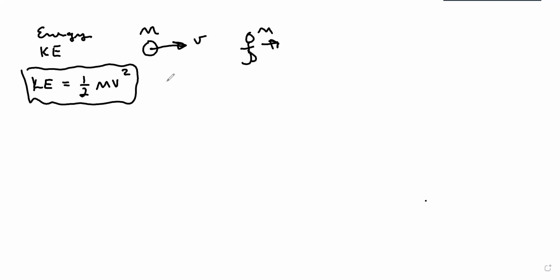Let's say we have an example. Let's do an example here. Let's say we have an electron. So this is a little electron right here. And everybody knows that the mass of the electron is equal to 9.1 times 10 to the minus 31 kilograms.